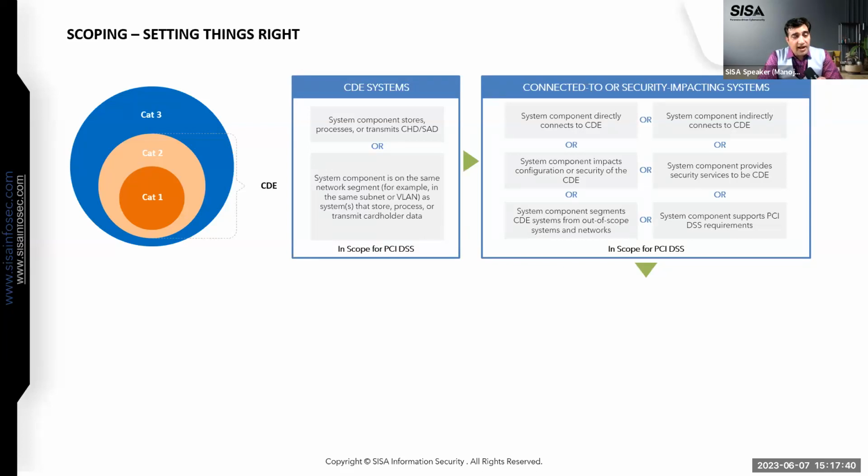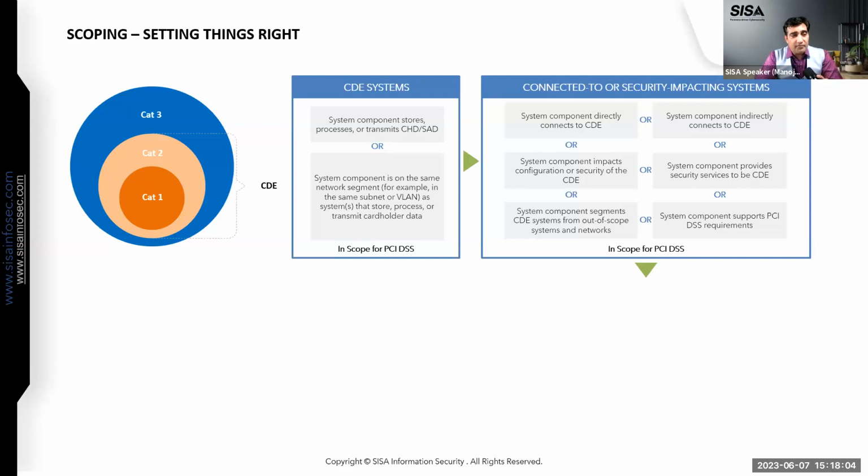Cat 1 devices are the devices which directly process any kind of information. Either they process or they store or they transmit cardholder data. These kind of systems are called infectious systems, because any system that touches these kind of systems will get impacted, just like COVID. So that's your Cat 1.